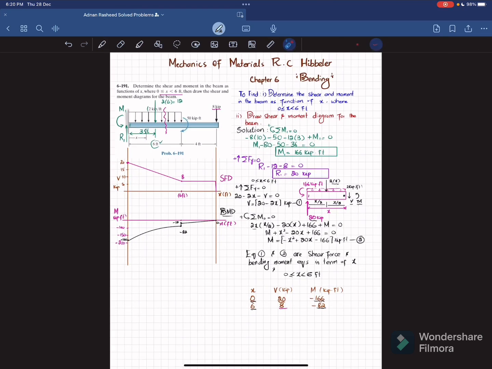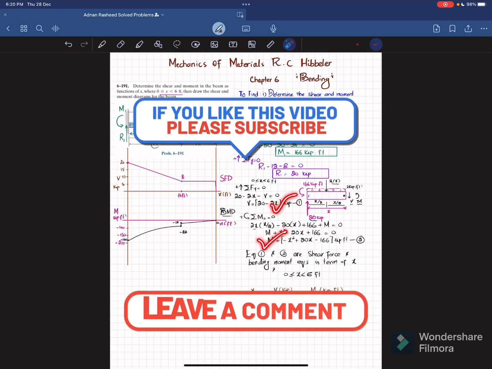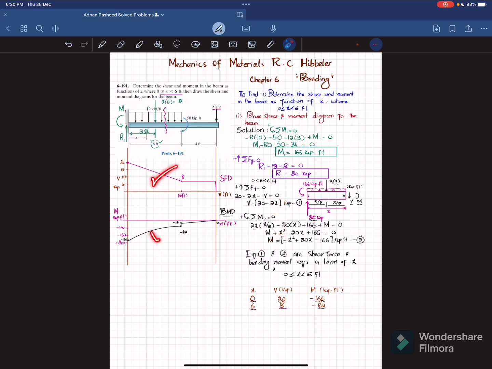So that was all about problem 6-191, in which first we solved the shear force and bending moment equations in terms of x, and then we drew the shear force diagram and bending moment diagram.